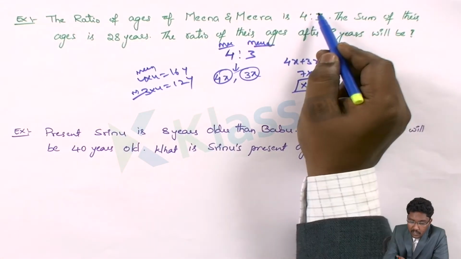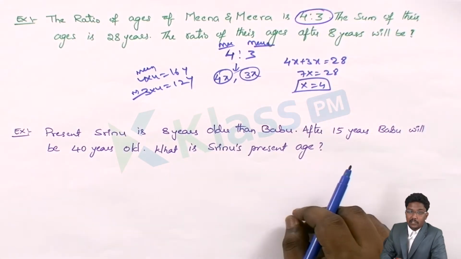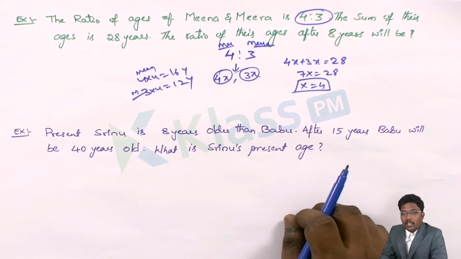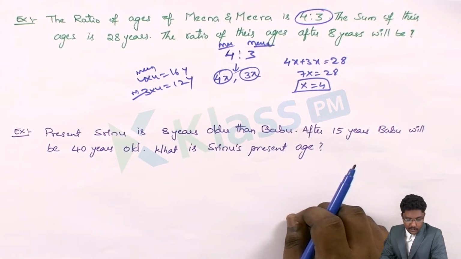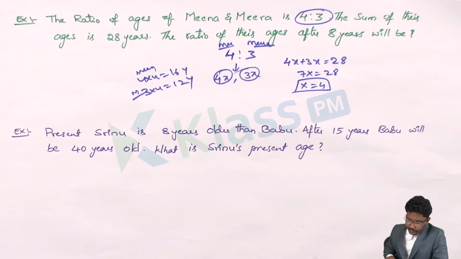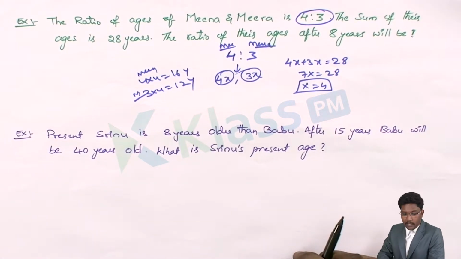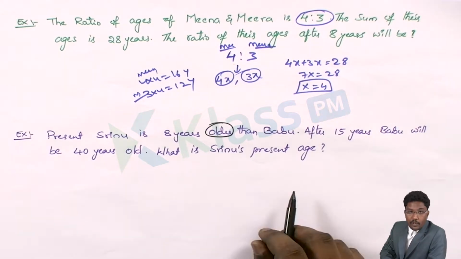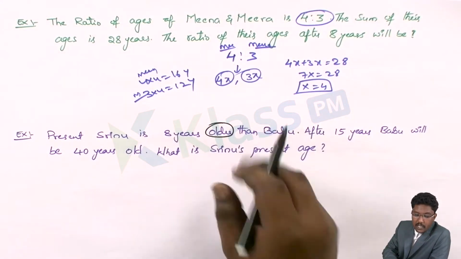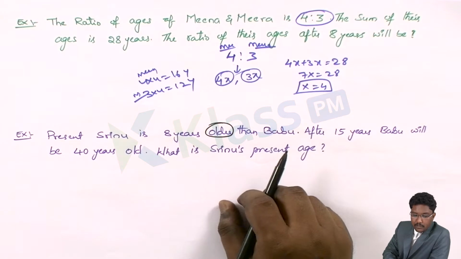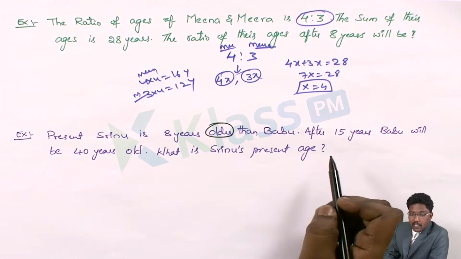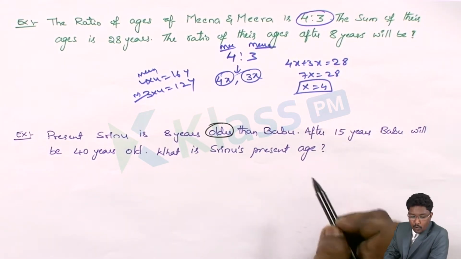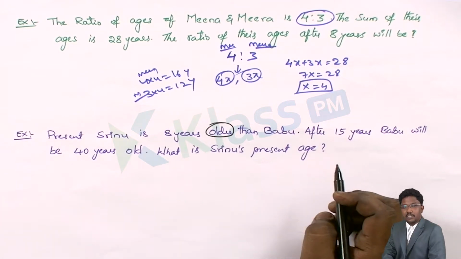They will mention what ratio their ages are in, and you try to find out their individual or present ages. Let's move to the next question. Present Srinu is 8 years older than Babu. He is older, so he has more age than Babu. After 15 years, Babu will be 40 years old. What is Srinu's present age?